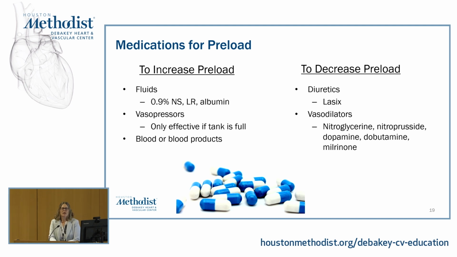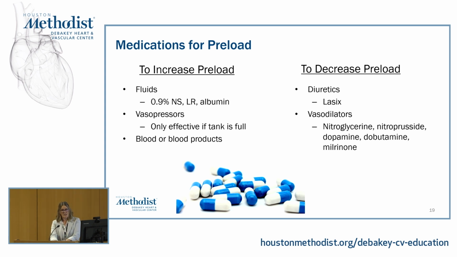So medications for preload. Again, when you think of preload, you're thinking of volume in that ventricle. If you want to increase preload, meaning you need more volume in your ventricle, you're going to need fluids, vasopressors, or blood and blood products. Going back to volume versus distribution, if it's a volume problem, you're going to give fluids: normal saline, LR, albumin, or blood products. If it's a distribution problem, you're going to need vasopressors. And vasopressors can only redistribute that volume if you have volume there. So vasopressors are only effective if the tank is full.